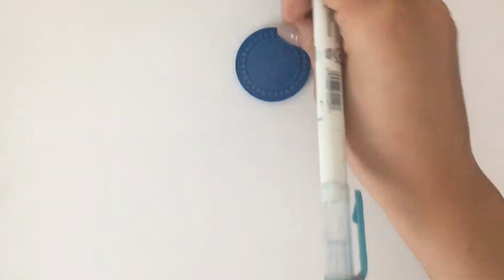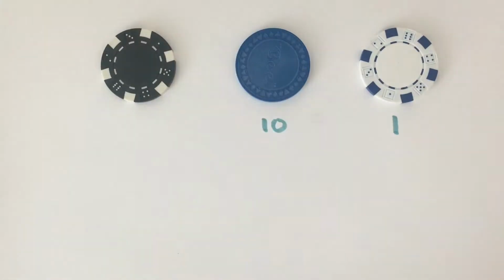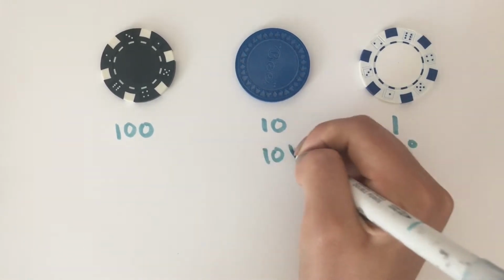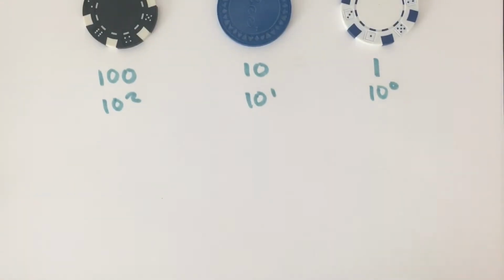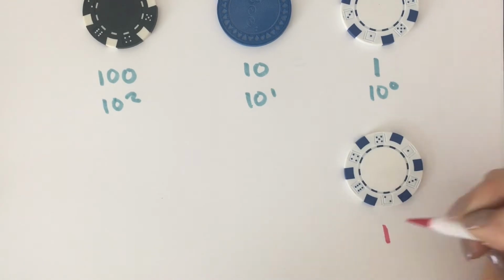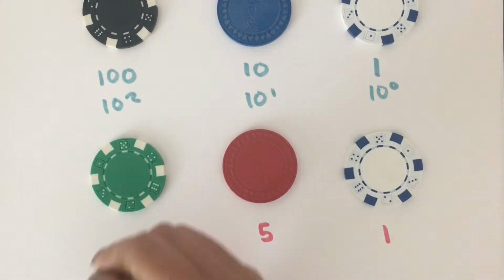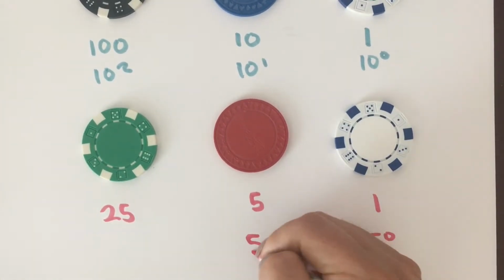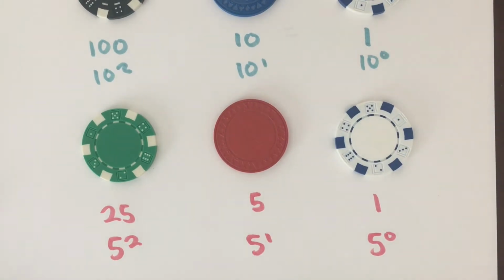Similarly, we know that poker chips represent different values. For example, the white one could represent 1, blue 10, and black 100. So we could think of those as base 10 pieces. We could also have white as 1, red as 5, and green as 25. So these are base 5 pieces.